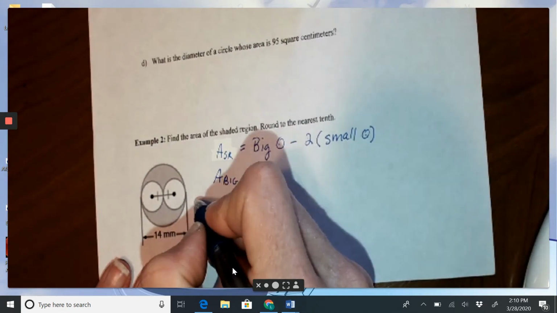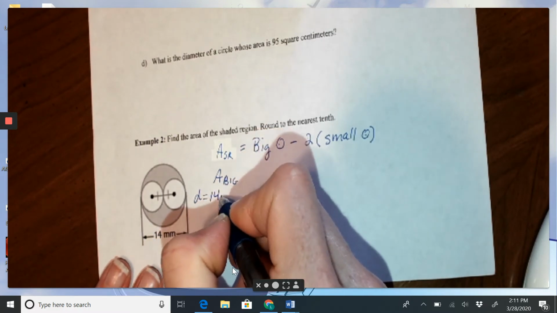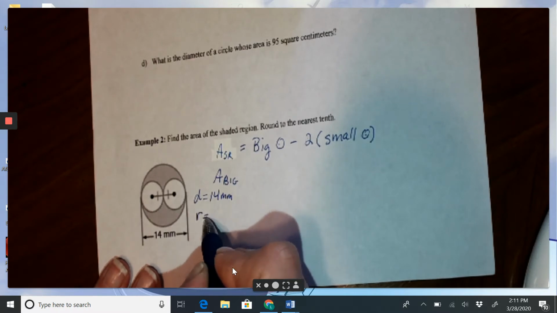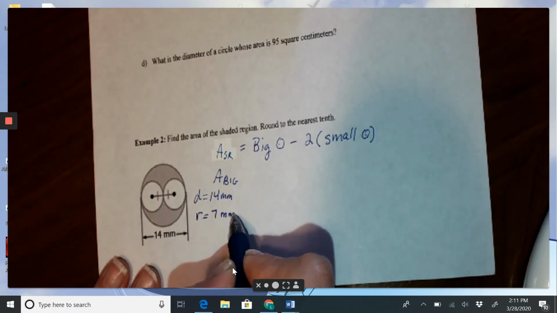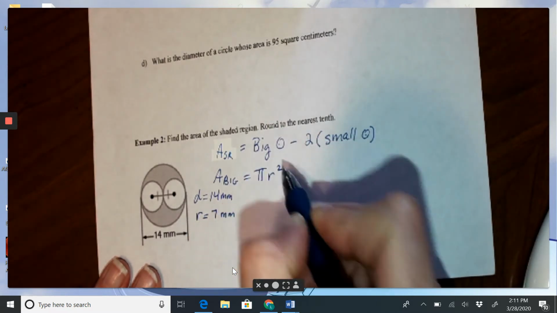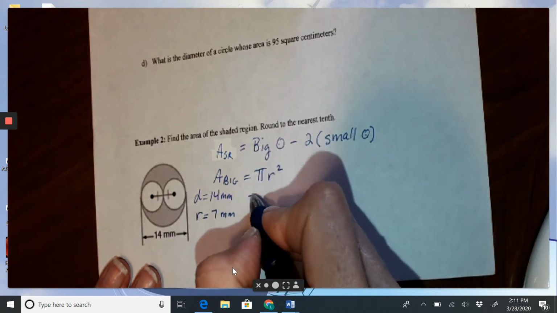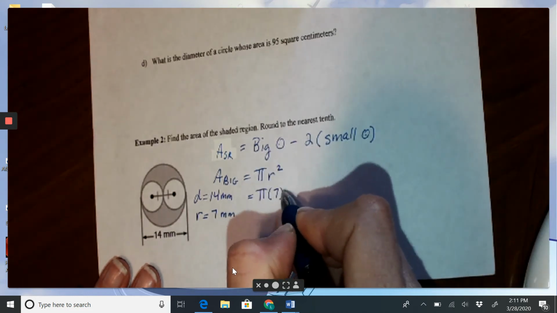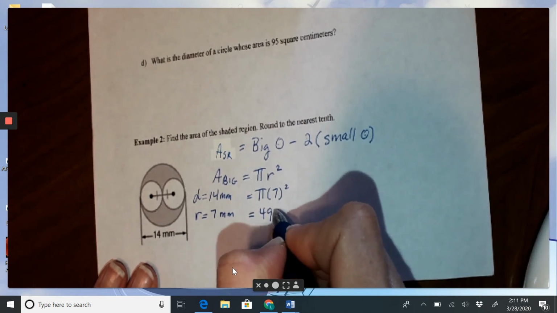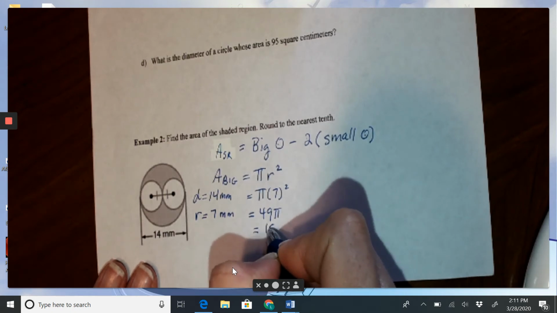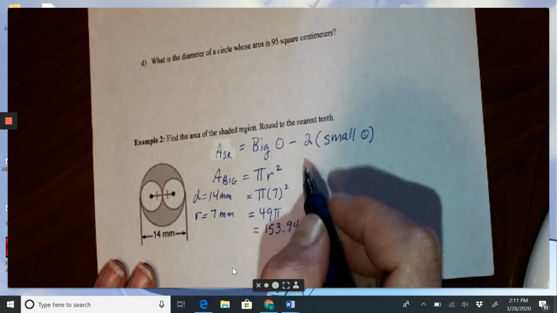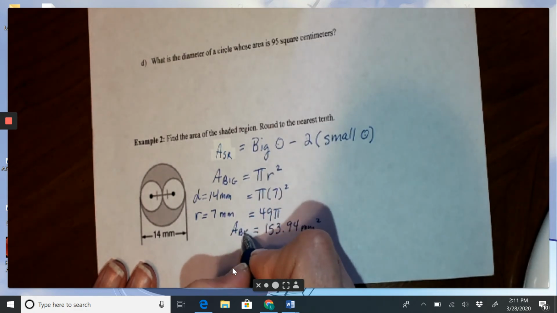We see that our diameter is 14 millimeters. Well, if the diameter is 14 millimeters, the radius is just half of that, so it's 7 millimeters. Now, we can plug into our area formula. That's pi r squared, the area formula for a circle. So we have pi times 7 squared, or 49 pi, which rounds to 153.94 millimeters squared. That is the area of the big circle.